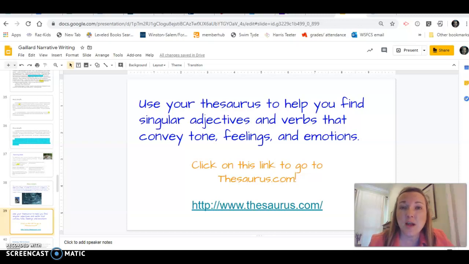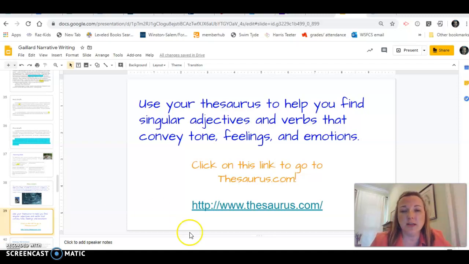So today I'm starting out on slide 39, and it talks to us about how we can use a thesaurus, one of our tools we can add to our toolbox, to help you find that singular adjective or verb that does a better job of conveying the tone and feeling and emotions, right? When you say someone's feeling melancholy, it just paints a better, more sophisticated picture than saying they're sad, right? So we want to work today to help find those words.